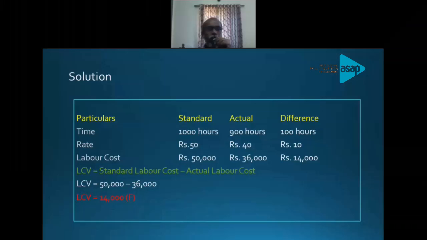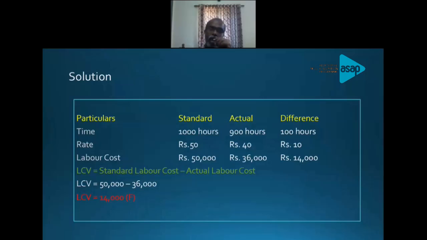Remember, labor cost is labor hour into rate. So standard labor cost is 1000 hours at the rate of 50. So it is 50,000. That is 1000 into 50. And actual labor cost is 900 into 40. That is 36,000. This 36,000 was actually given in the question. So there is a difference between standard labor cost and actual labor cost, and the difference is rupees 14,000.